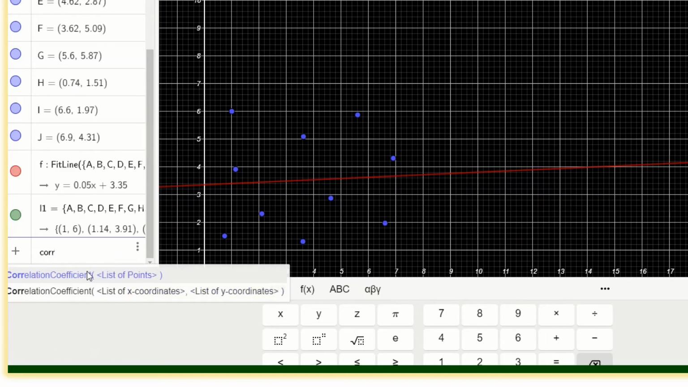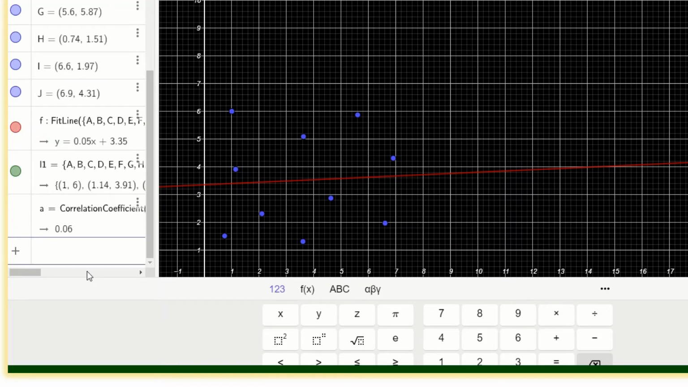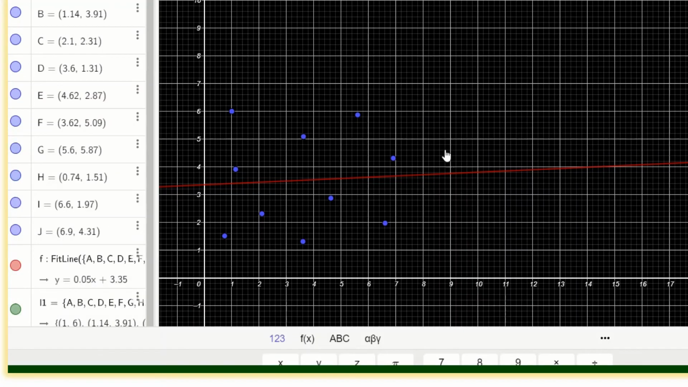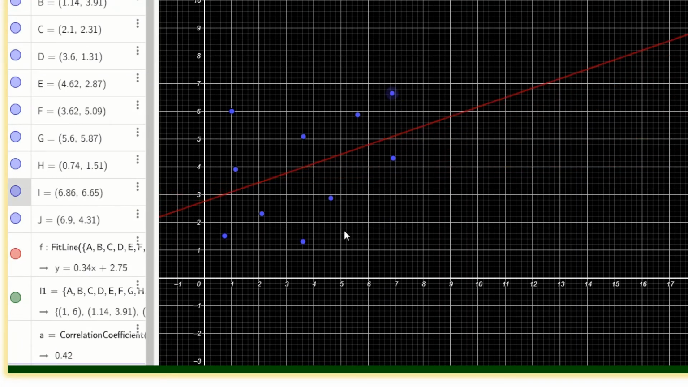If I try to get the coefficient, let me list this as L1, and I find the correlation coefficient for L1. The correlation coefficient for the given points, where the fitted line is 0.05x plus 3.35, is 0.06. So it has a positive slope and the coefficient is very small. See, when I move these points, automatically the coefficient changes and the slope of the equation also changes. See that y equal to 0.3534, something like that, it changes. Accordingly, the coefficient also changes.